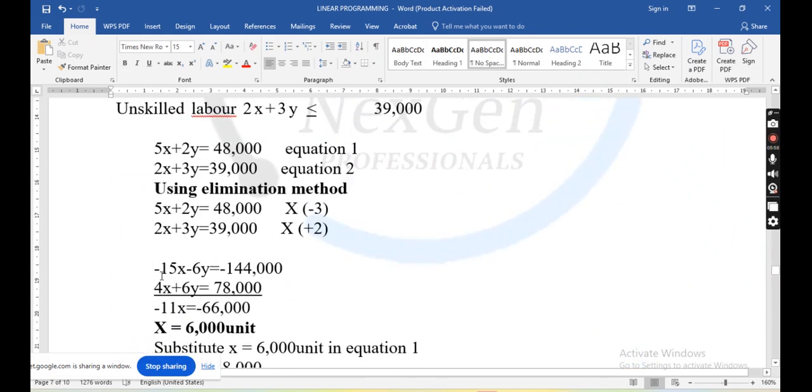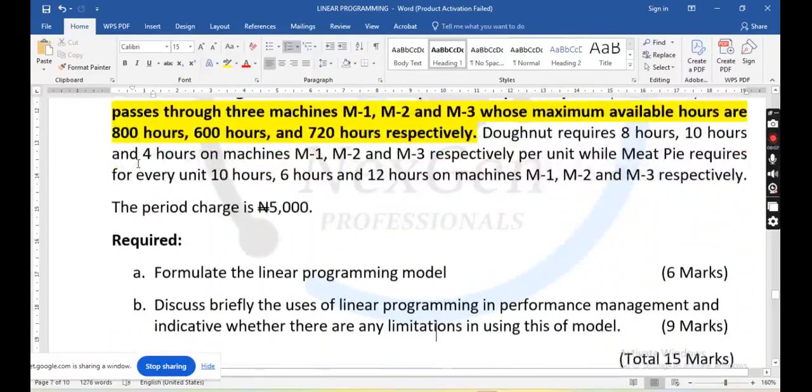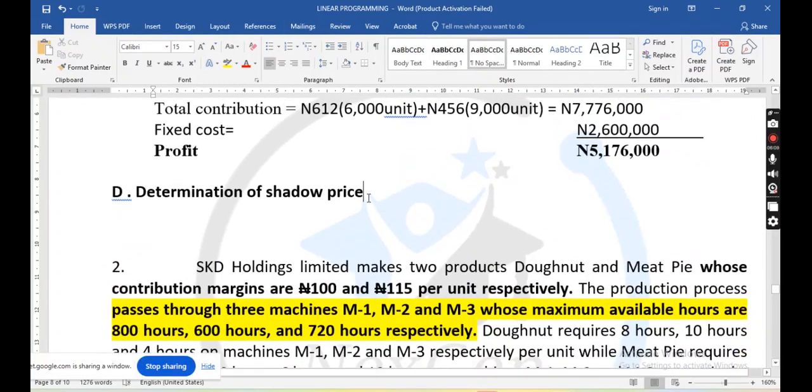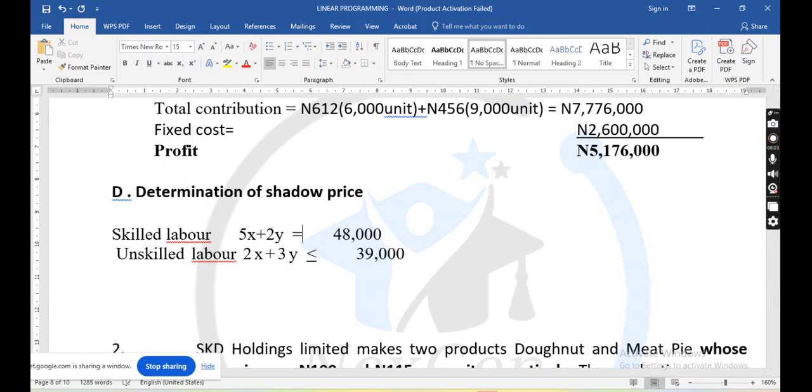We already have our skilled and unskilled labor. So what we just need to do, let me copy all this. Now we equate it to 1. This is equal to this.